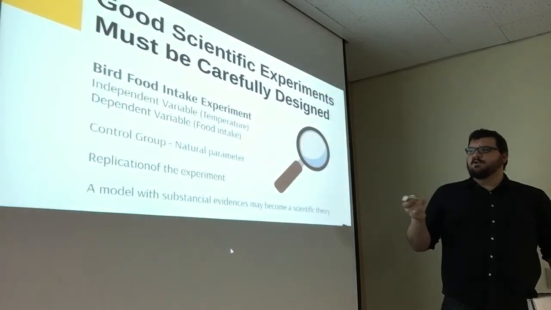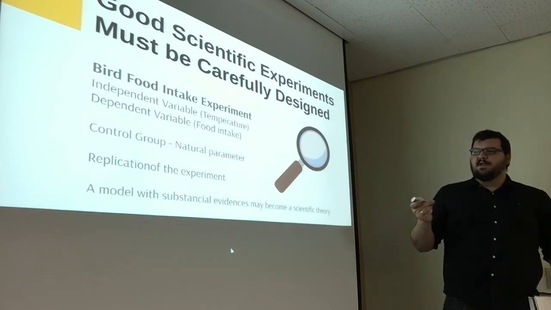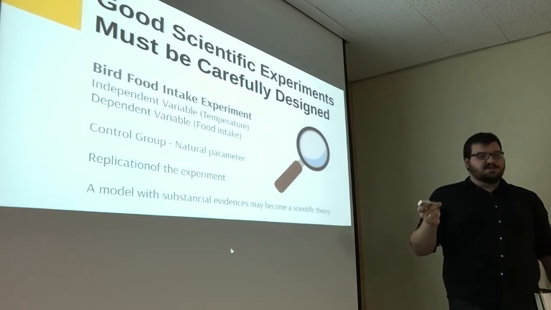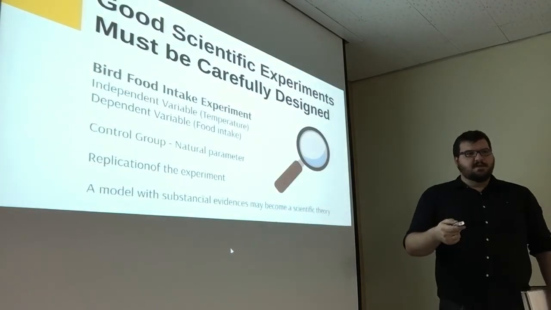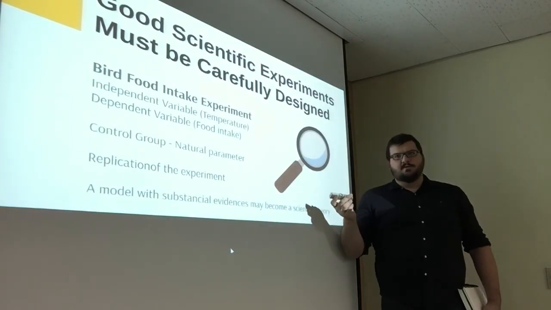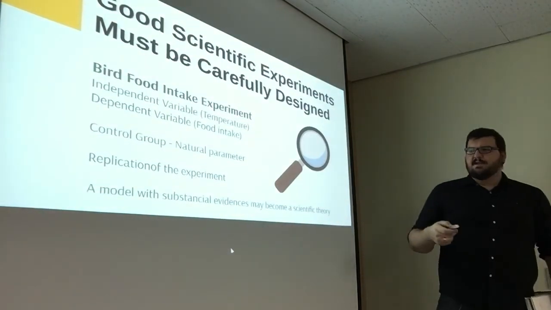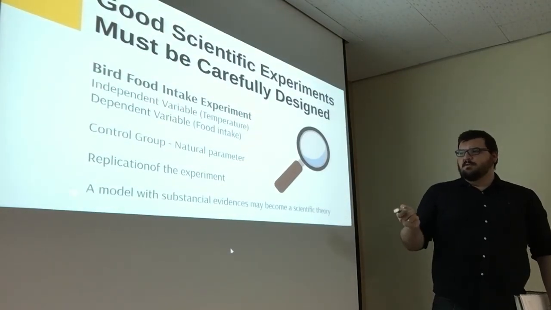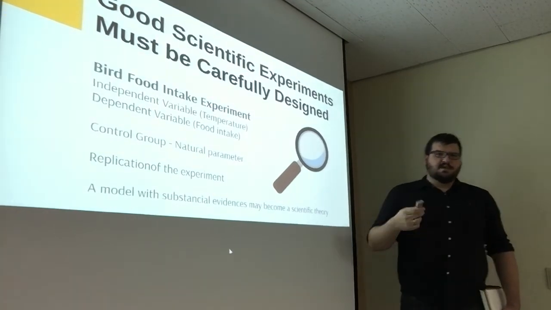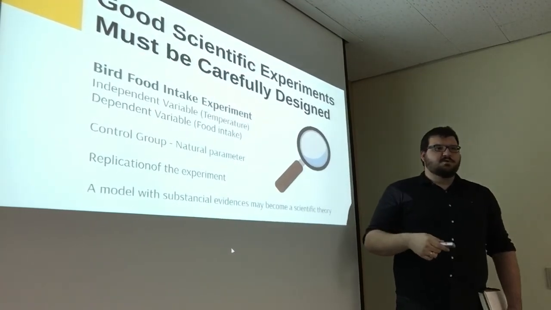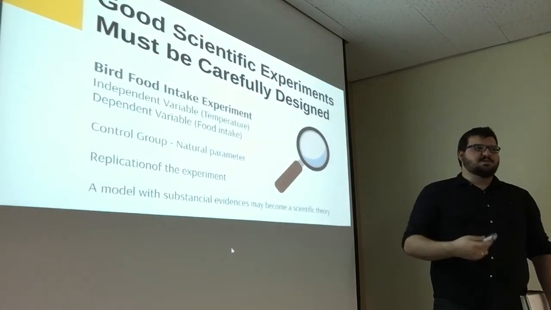You need a control group with natural parameters, and you need to replicate this experiment, because to prove your results, you need a lot of experiments, and a model with substantial evidence may become a scientific theory. To become a scientific theory, it needs to be replicated a lot of times, giving the same results. Okay.